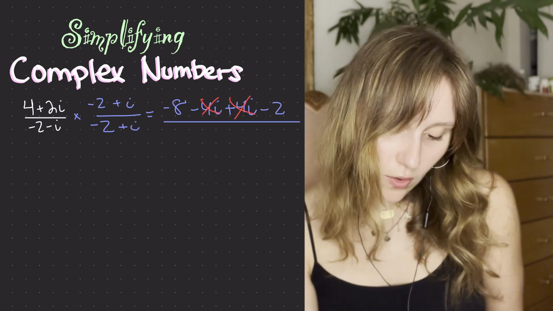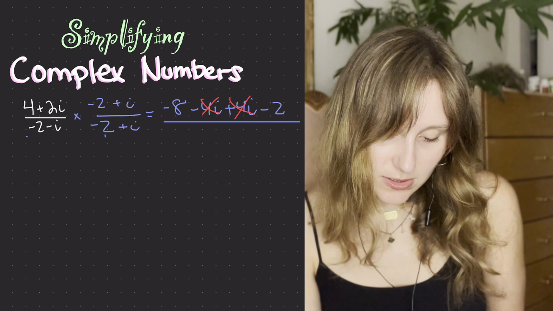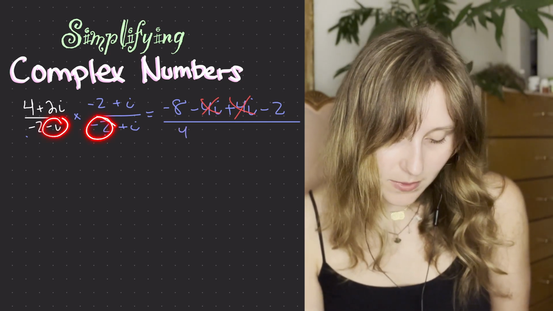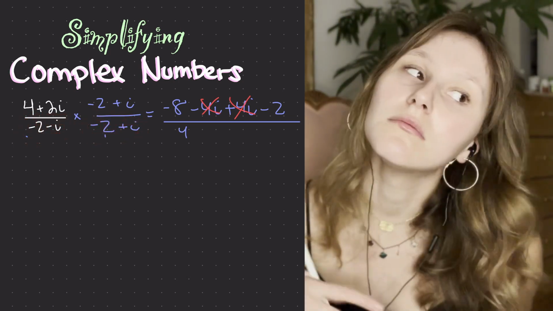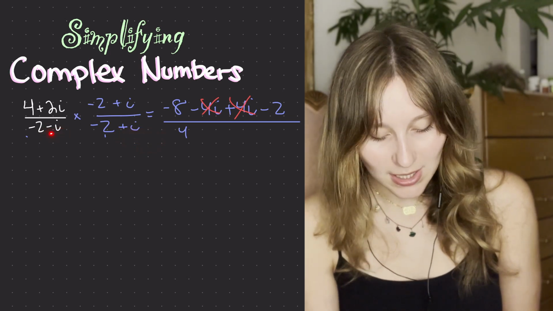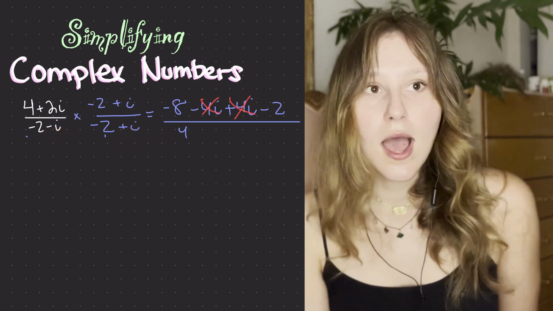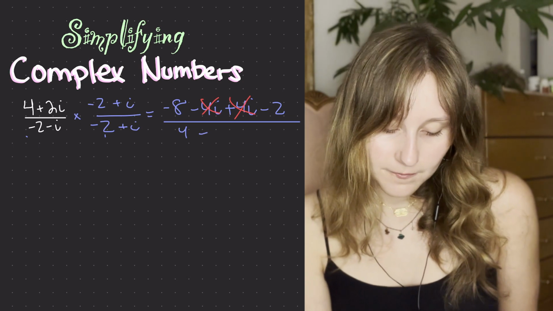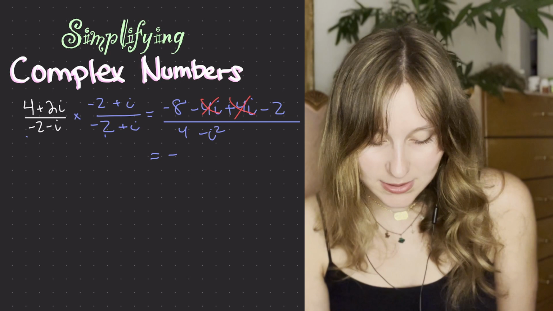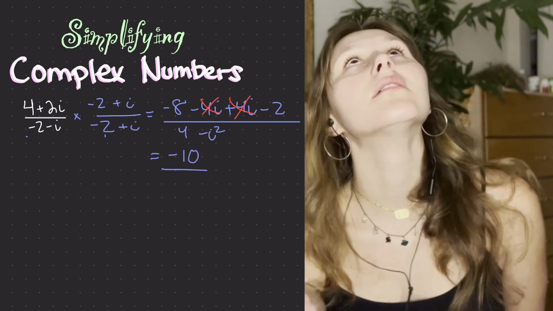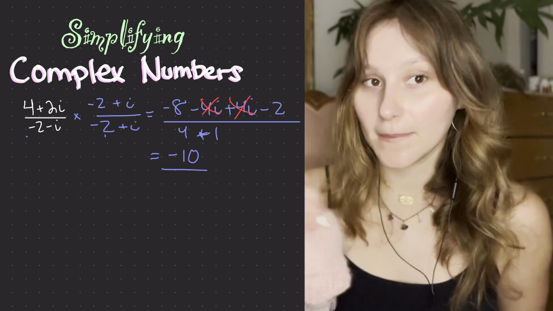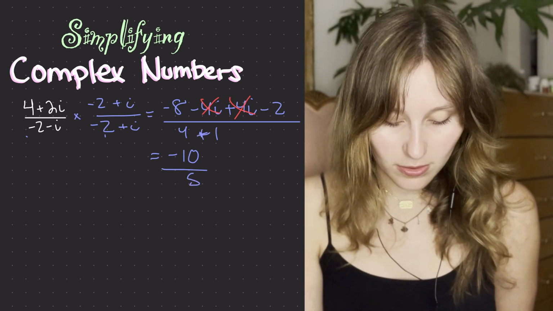Okay, so then we do the bottom. Minus 2 times minus 2 is going to be 4. We already know that these are going to cancel out because we strategically multiplied by the conjugate. We multiply the complex part, so we get minus i times i, which is going to be minus i squared. What do we get? We get minus 8 minus 2, which is going to be minus 10. 4 minus i squared, which is 4 minus minus 1, which is going to be 4 plus 1, which is 5. That is going to be minus 2.